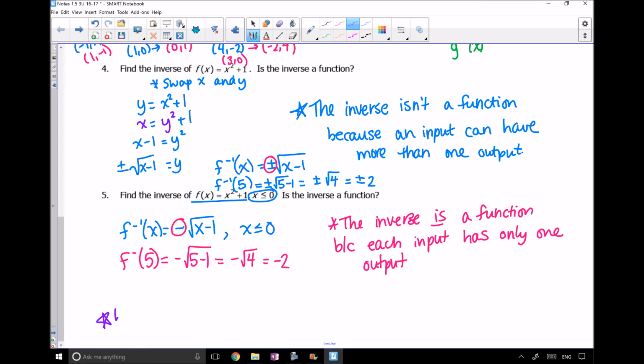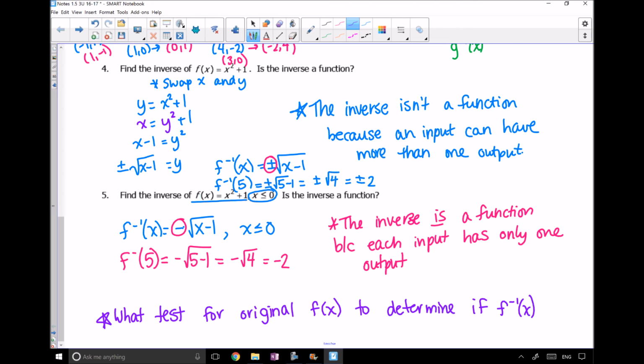Okay, so what test for an original function to determine if the inverse is also a function? Think about that for the next time I see you guys in class, and we'll discuss that in class.